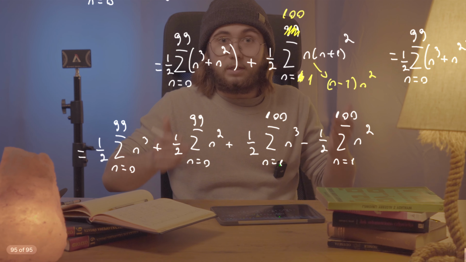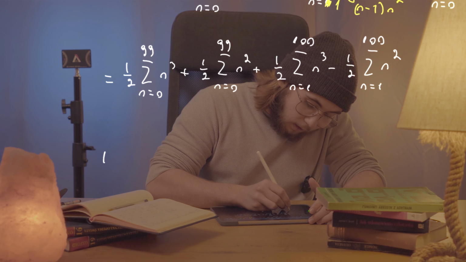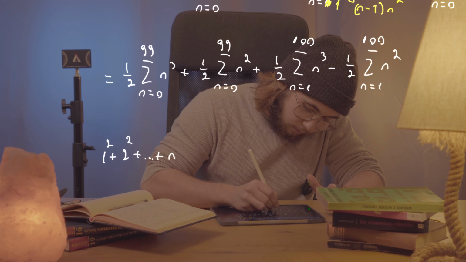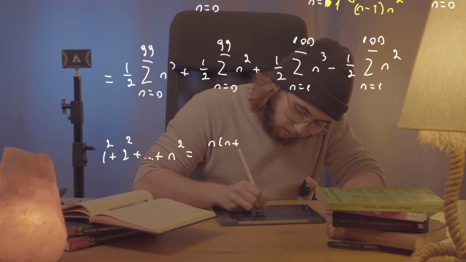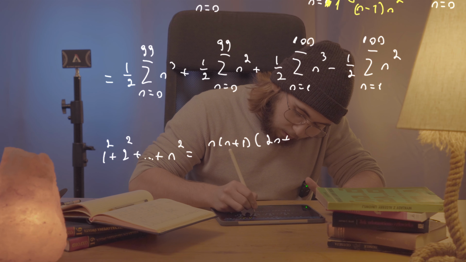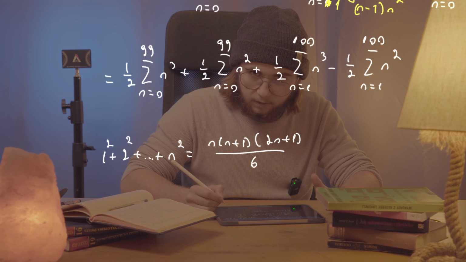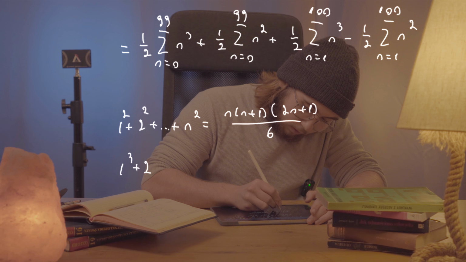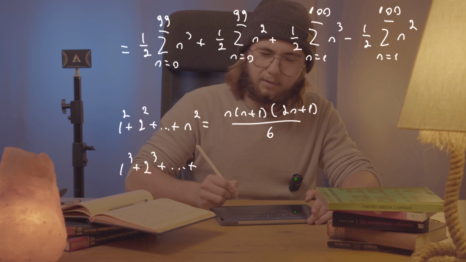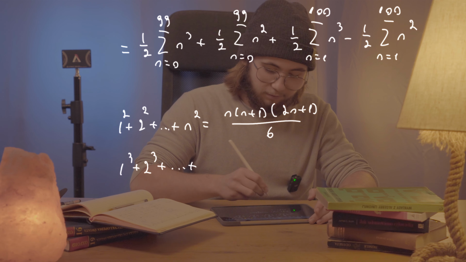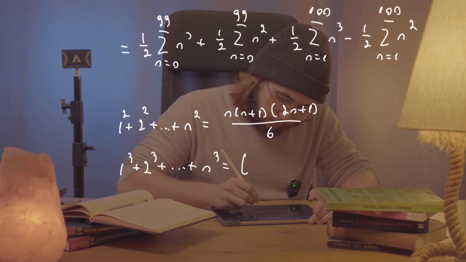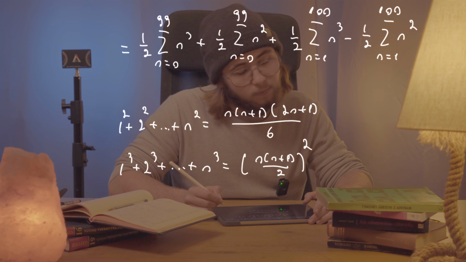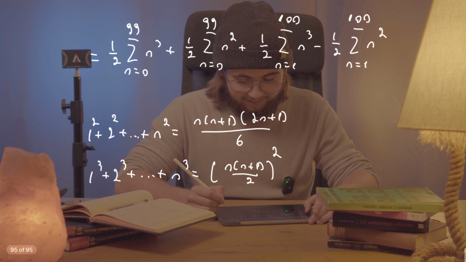And we know how to calculate each one of those, because the sum of the first n consecutive squares is equal to n multiplied by n plus 1 multiplied by 2n plus 1, all over 6. And also the sum of the first n consecutive cubes is equal to n times n plus 1, all over 2, everything squared.